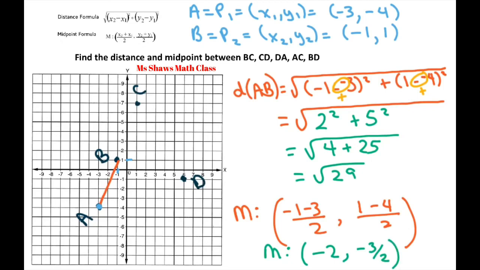So let's look at that. -2 and -1.5 is right about there. So there's your midpoint, right about there.